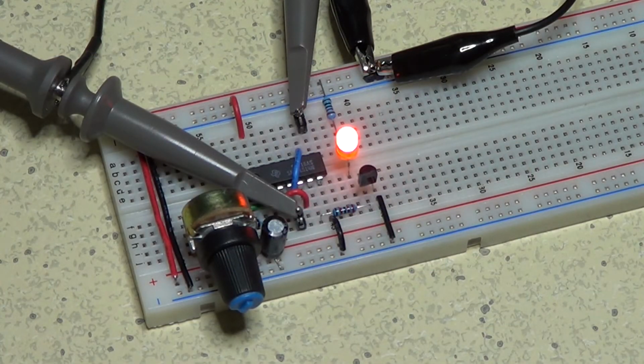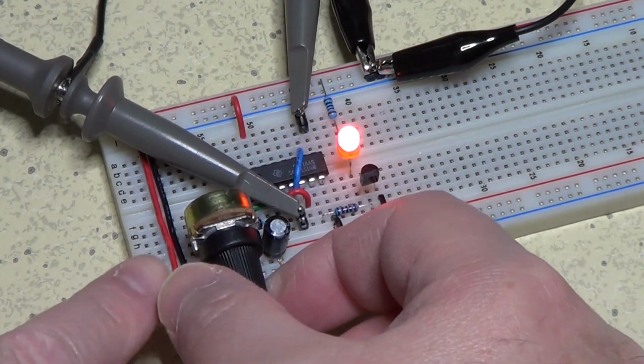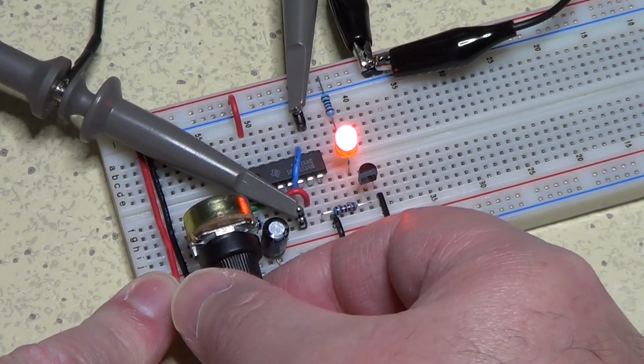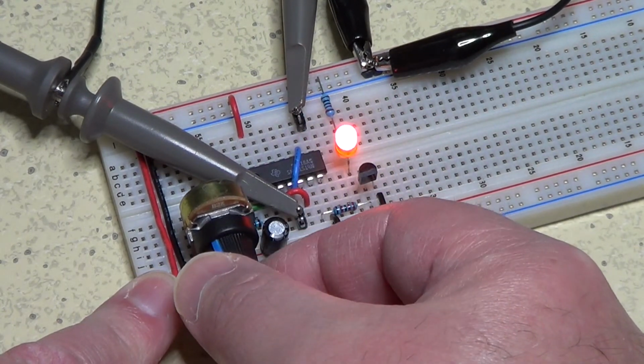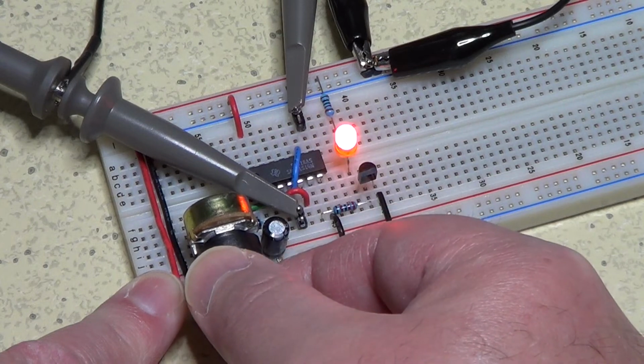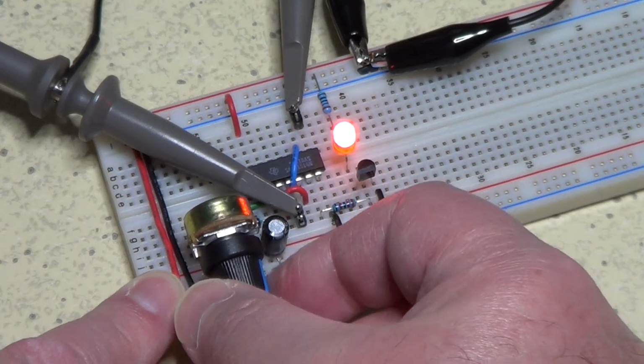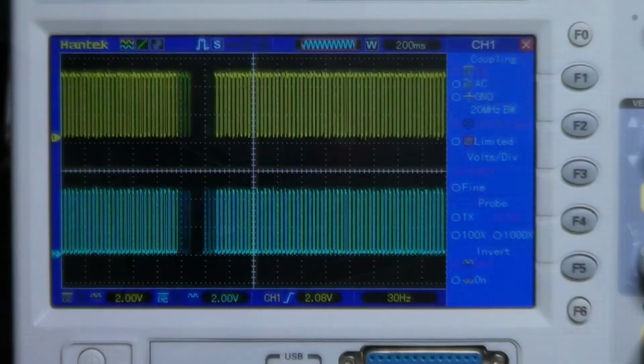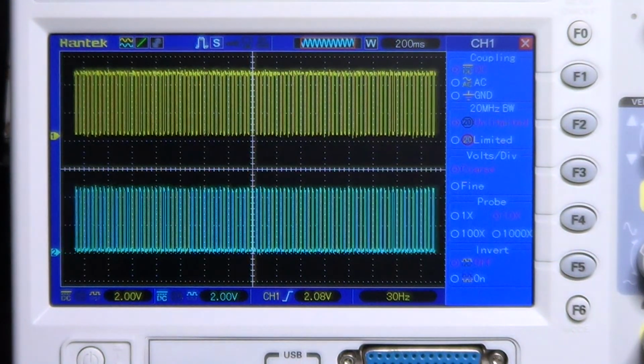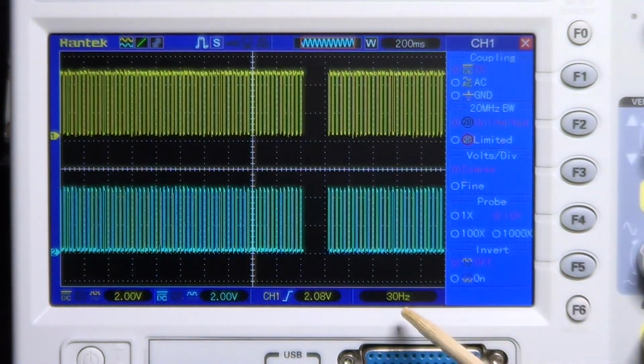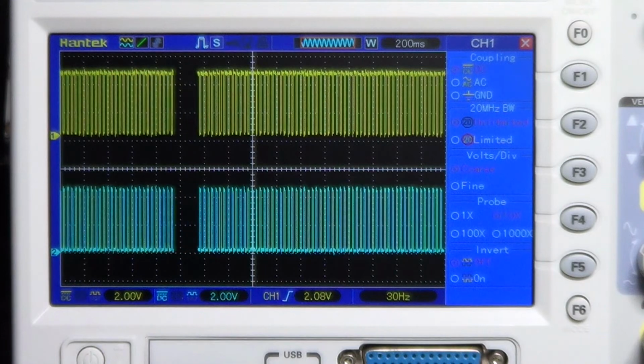On the circuit itself, you can clearly see the LED blinking at the pace of 1 blink per second. And if I increase again the frequency, you can see the LED blinking faster and faster, until we cannot distinguish anymore the blinking because it has become too fast for our eye, although the oscilloscope clearly shows us that the circuit is working again at 30 Hz.